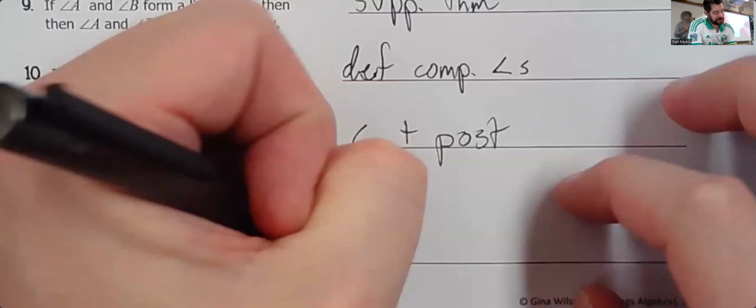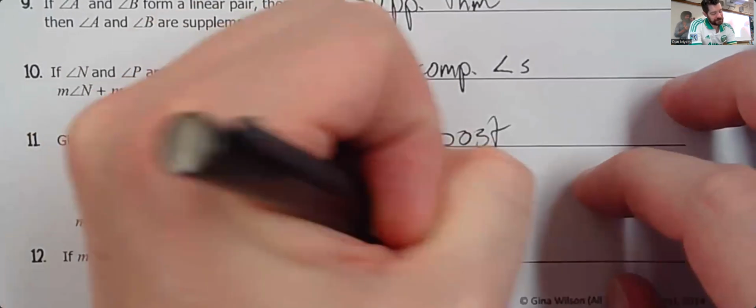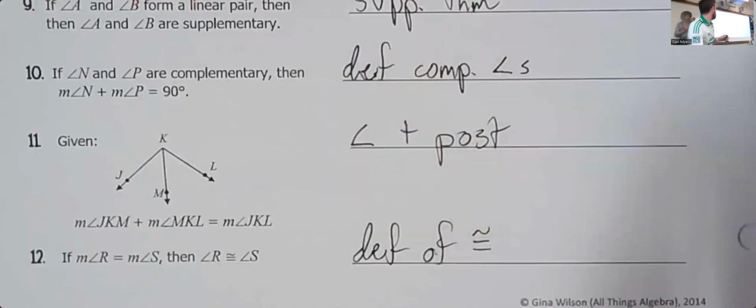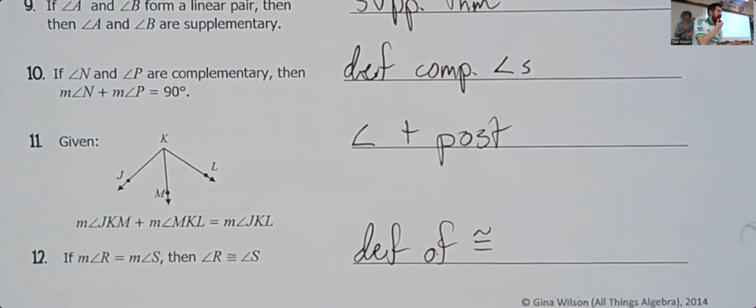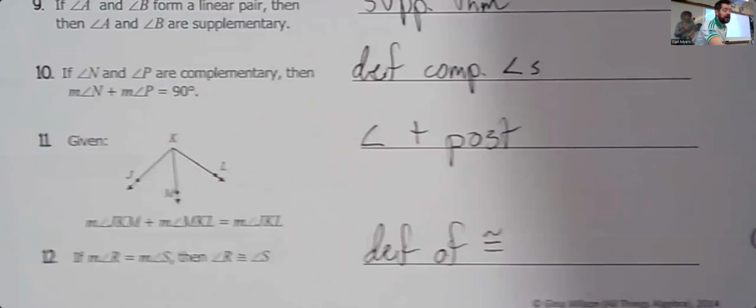Last one. Definition of congruent. Nice. Okay. Let's see. What are we out of here today? 9:07. Cool. We still have 33 minutes.